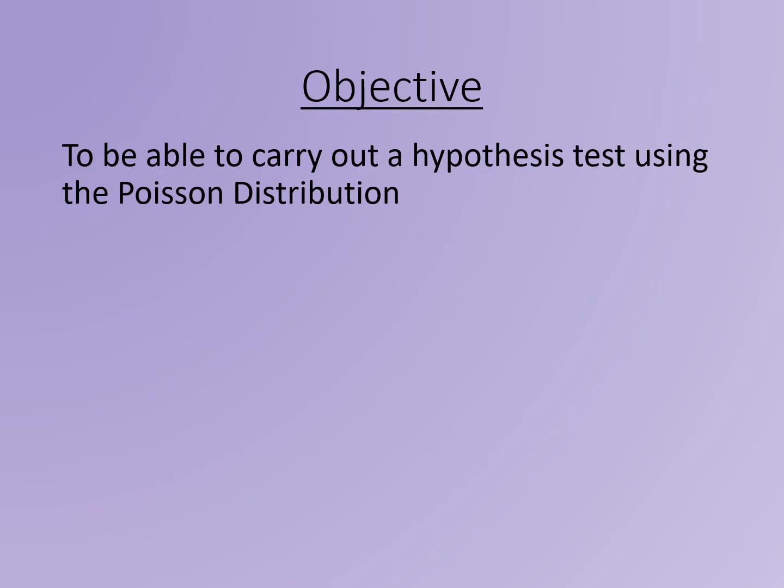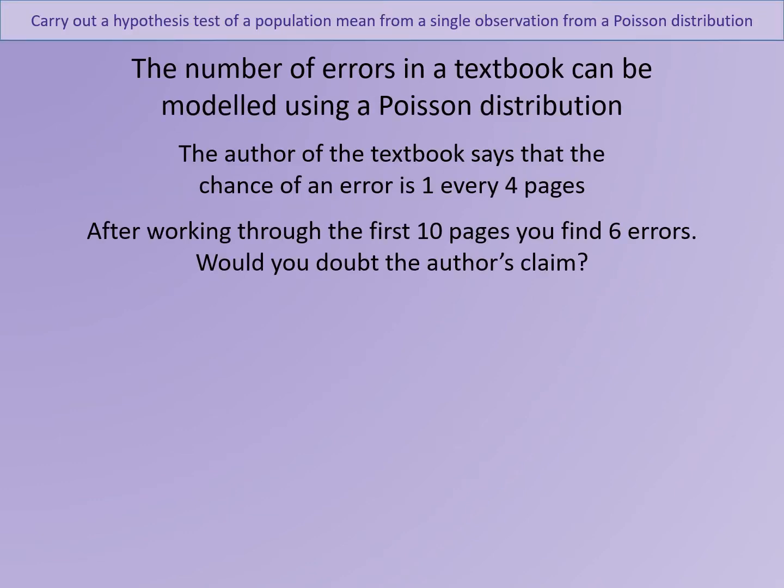In this section, we will look at how to carry out a hypothesis test using the Poisson distribution. The number of errors in a textbook can be modelled using a Poisson distribution. The author of the textbook claims that there is a chance of 1 error in every 4 pages. After working through the textbook, in the first 10 pages you find 6 errors. Would this be enough for you to doubt the author's claim?